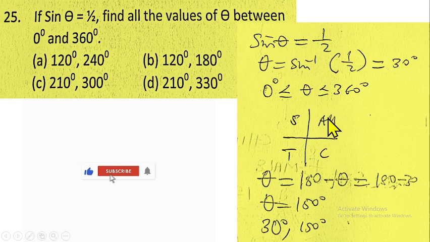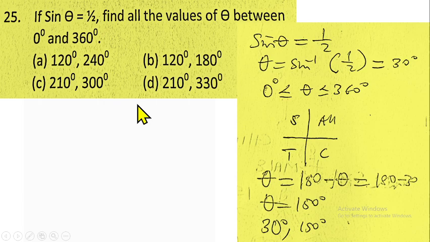In the first quadrant, that will represent the angle we got, which is 30 degrees. Then the second quadrant, where sine is positive, we have 180 minus theta. That will be 180 minus 30 degrees, and that should give us 150 degrees. So the angles are 30 degrees, comma, 150 degrees, and none of the options here is the correct option.